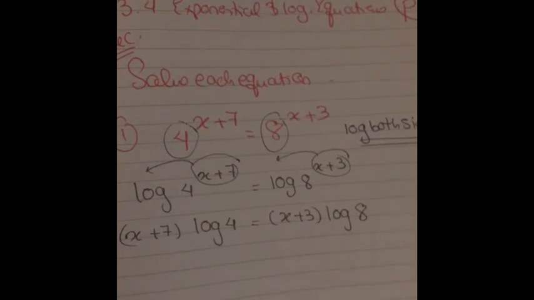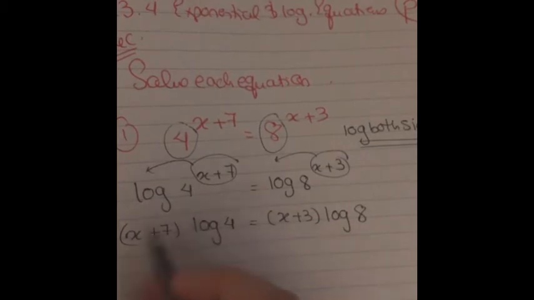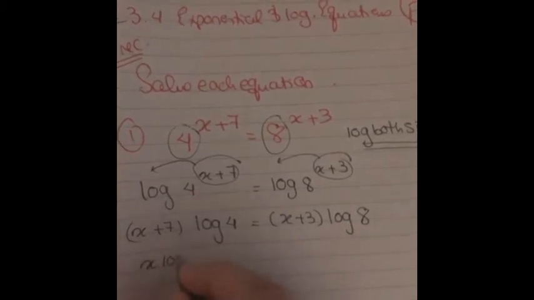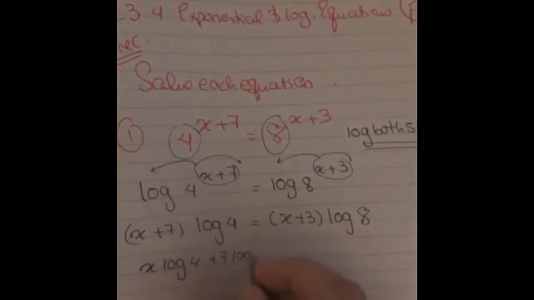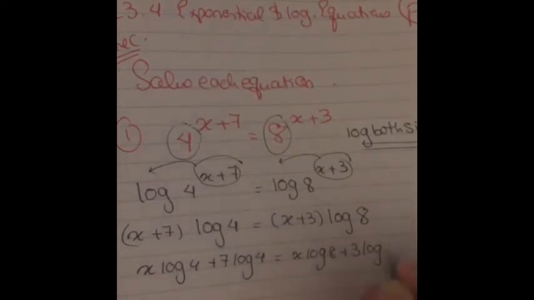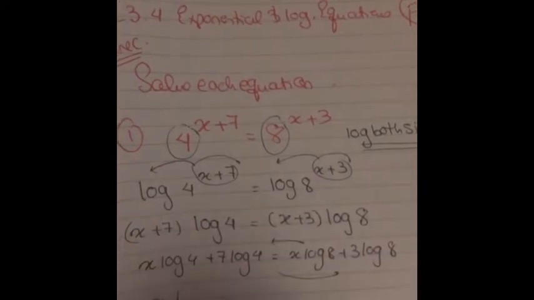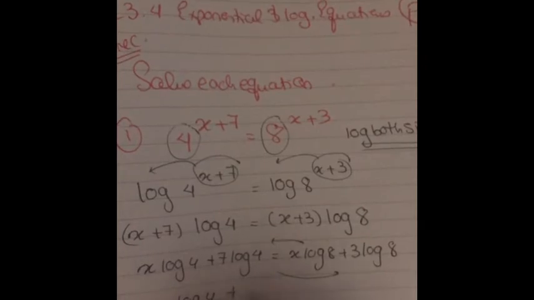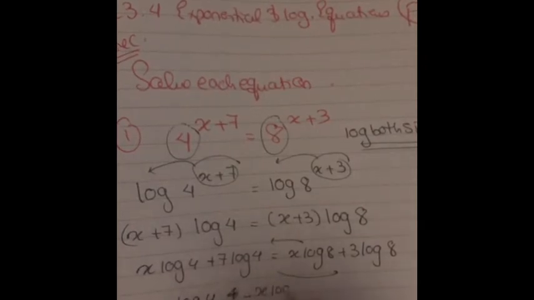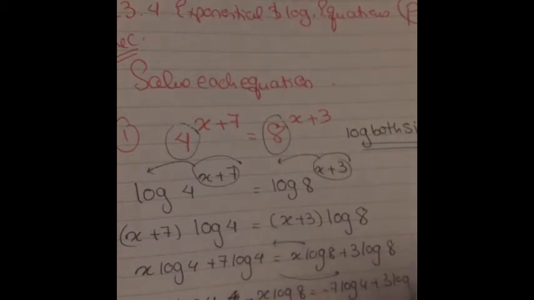Okay, what should I do next? I think this is the very long one, and I will have to start distributing. I don't think this can be in your test, but anyways, x log 4 plus 7 log 4 equals x log 8 plus 3 log 8. And then I need to put the x's on one side and the numbers on the other side. So x log 4 minus x log 8 equals negative 7 log 4 plus 3 log 8.